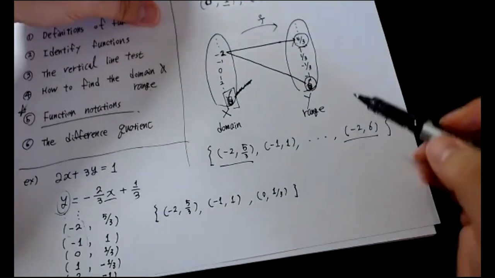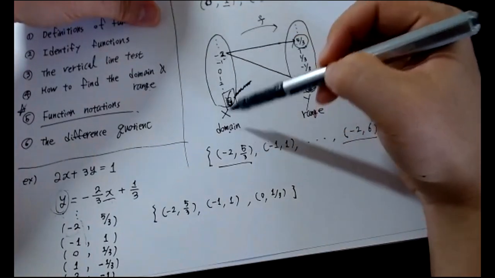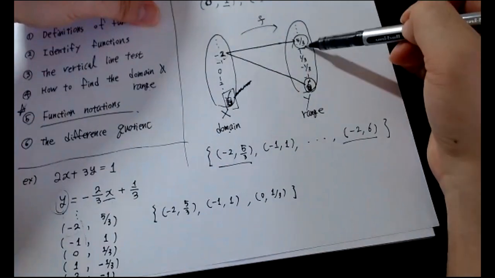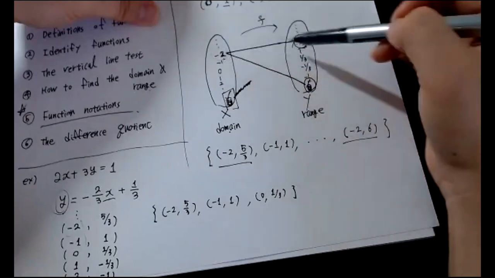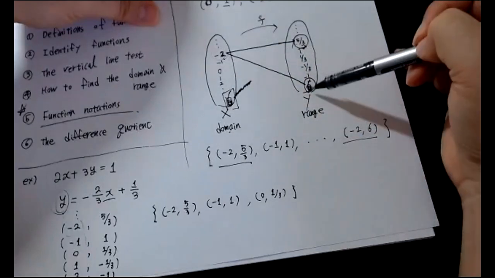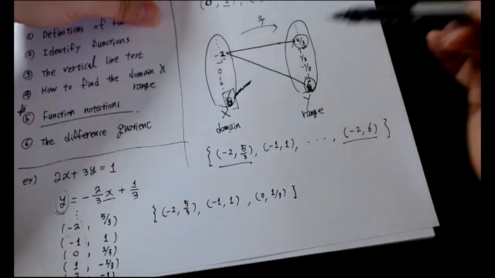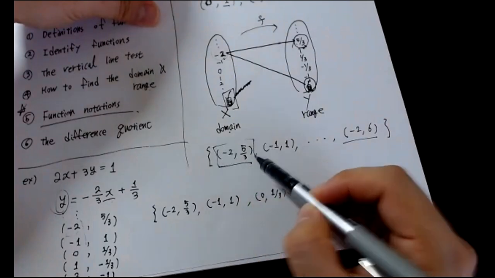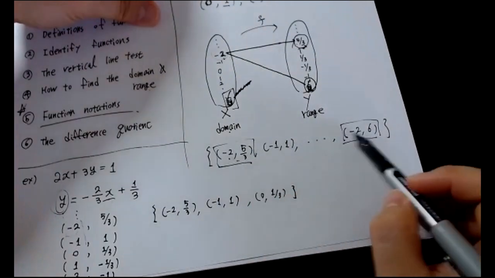Look at the ordered pairs. I told you that each x value in the domain should have only one unique y value corresponding, right? But this guy has two corresponding y values, 5/3 and then 6. So this is not a function. Expressing this as a set of ordered pairs, what do you get? You see, -2, 5/3 and -2, 6. These two have the same first coordinate but different second coordinate.